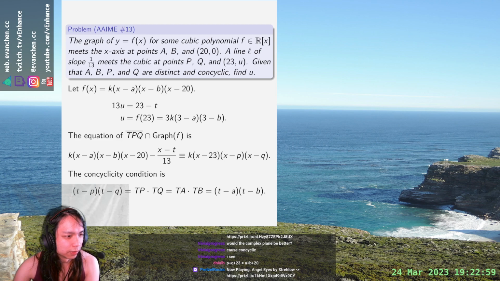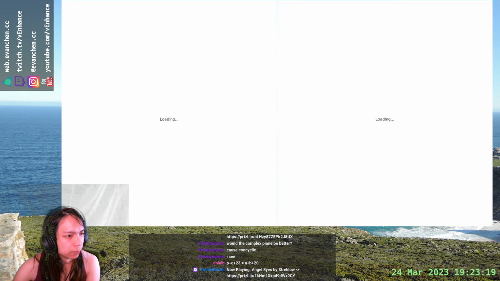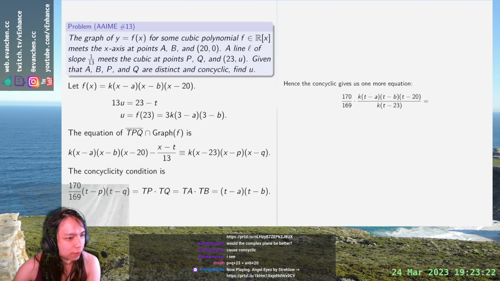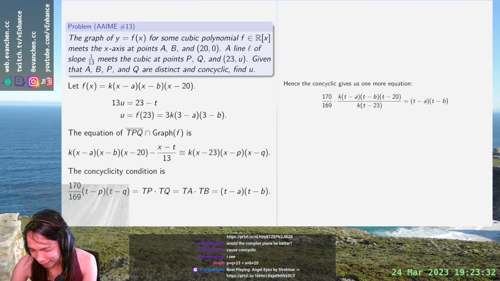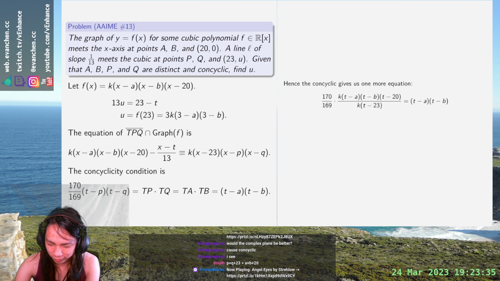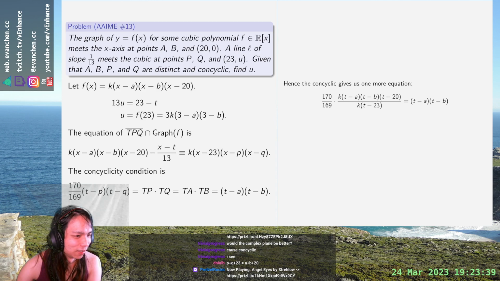So the concyclic take is 170 over 169 times k(t minus a)(t minus b)(t minus 20). Oh, everything's going to cancel. See, I told you we were going to get a miracle. k(t minus 23) is equal to (t minus a)(t minus b). So that tells us, wait, you can solve for t from here. Right, so what this says is 170, wait, this is so clean. What? Wait, this is too good to be true.